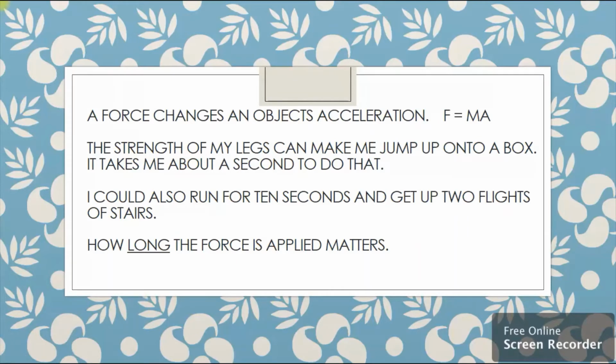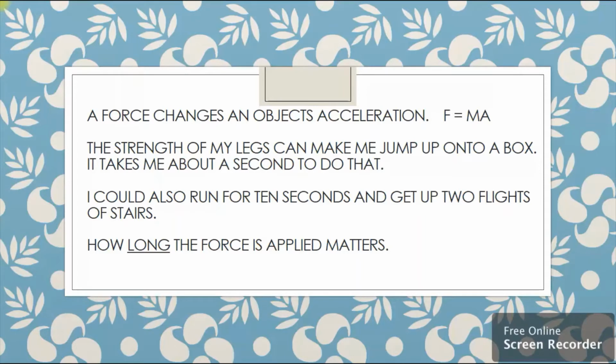Force. So force is mass times acceleration, as you see in the top right corner there. Now, the strength of my legs can make me jump up onto a box. It takes me about a second to do that. So I can jump up and land on a box that's 1, maybe 2 feet up off the ground. Using those same legs, I could also run for 10 seconds upstairs and get up 2 flights of stairs.